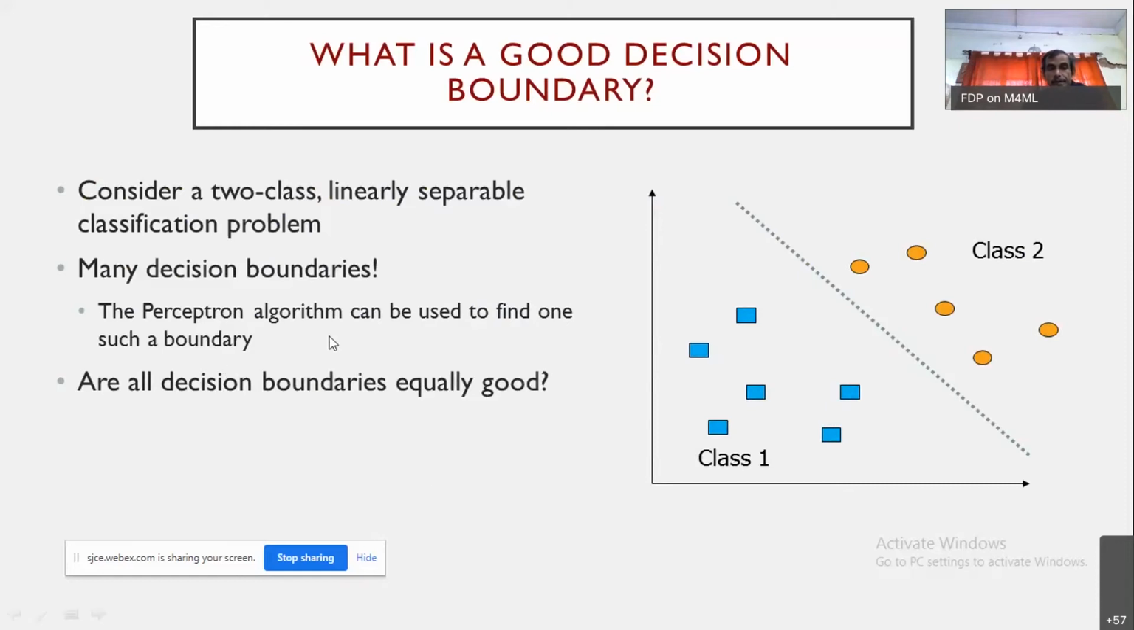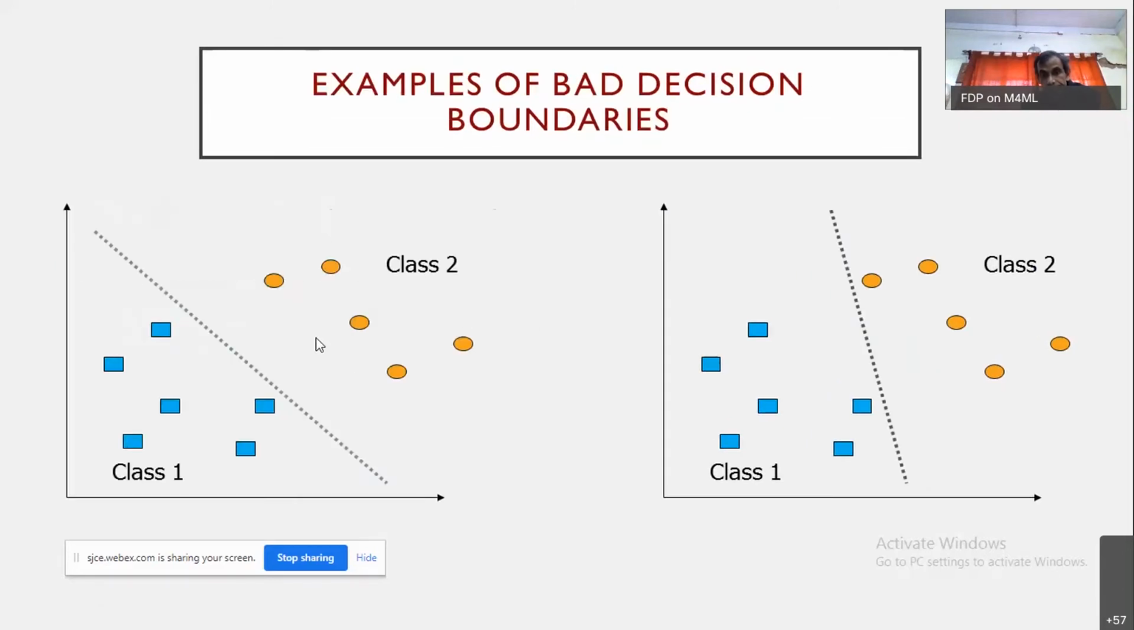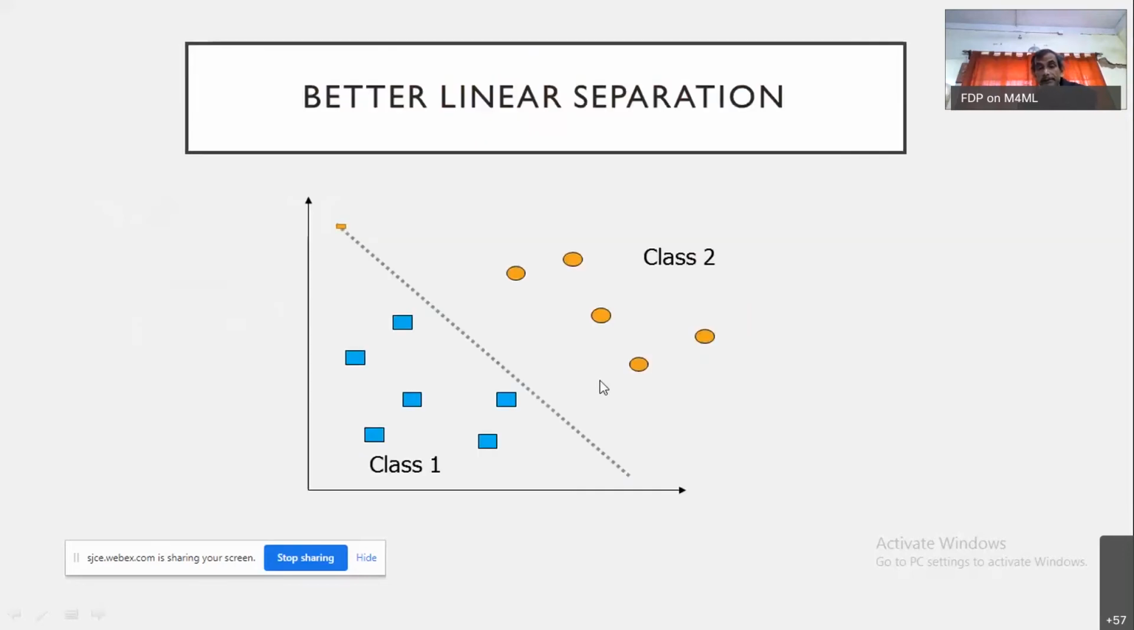Okay, so the perceptron can be used to find one such boundary. It may not be the best. So I can find a boundary like this. I can find a boundary like this. I can find a boundary like this. Maybe this. Maybe something like this.